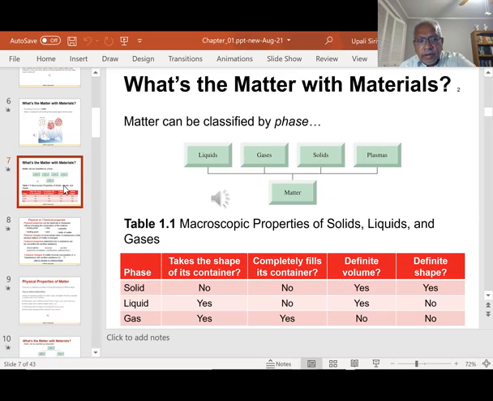Take the shape of the container: liquids and gases take up the shape of the container. Solid will have its own shape. Completely fills its container: only gas completely fills the container. Definite volume: solid and liquid have definite volume. Definite shape: only solid has a definite shape. The shape of liquids and gases is the shape of the container.